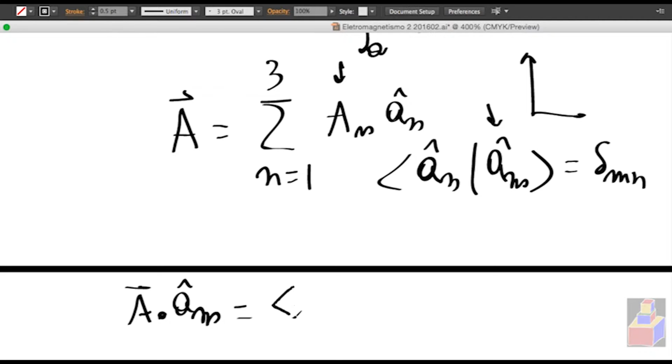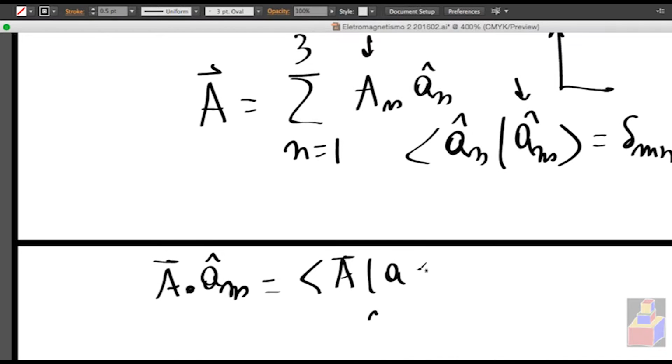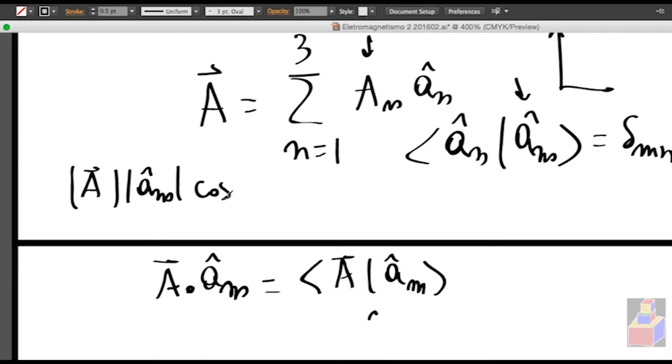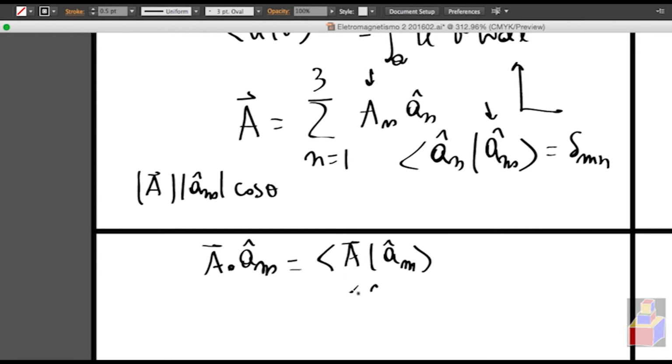Or it's the same thing as this, right? The dot product in vector space is the size of A, the size of A_m, which is 1, times the cosine of the angle between the vectors. That's what the dot product is. I'm just doing this symbolically here, okay? I'm using the same notation here.